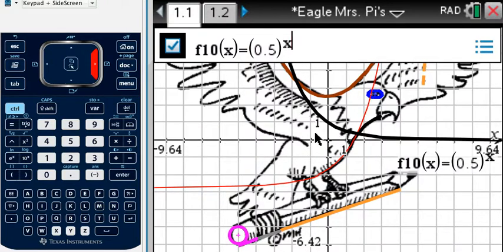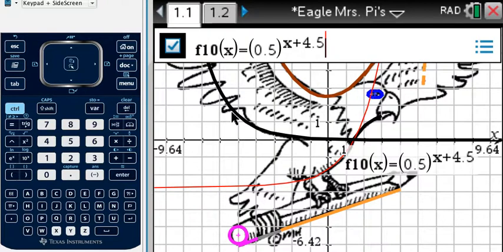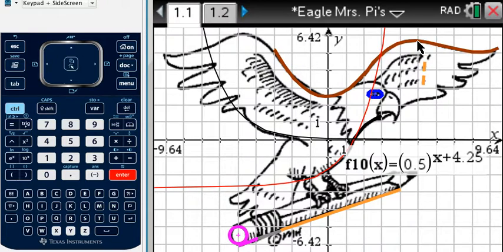Now, if you recall, if you want to shift things to the left, instead of being x minus some number, it's going to be x plus some number. So we're going to do x plus, and I think I said 4.5, right? So let's see what that does. So that definitely moved it over, but it moved it a little bit too far. So we're going to click on it again. Instead of 4.5, let's do 4.25 and see how that works. So that looks pretty good.